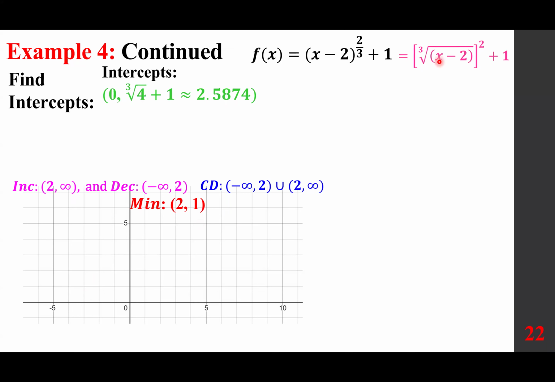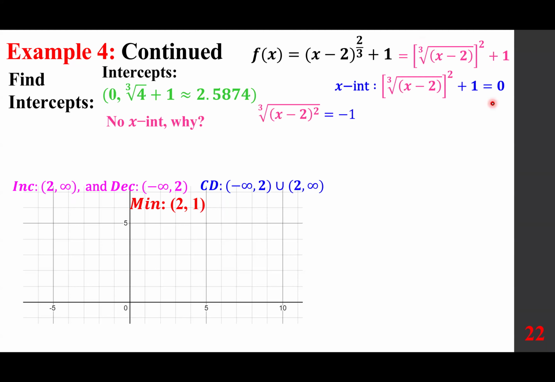Precisely, plug in 0, minus 2, square root 4, cube root of 4 plus 1. So, what about the x-intercept? We don't have any. Why not? Let's justify. X-intercept, you set this equal to 0. To set this equal to 0, we're going to move the plus 1 to the right, becomes negative 1.